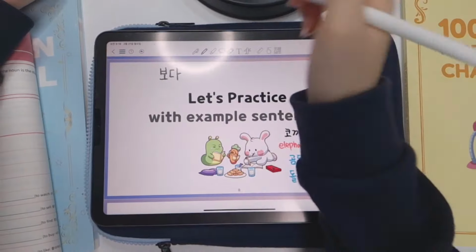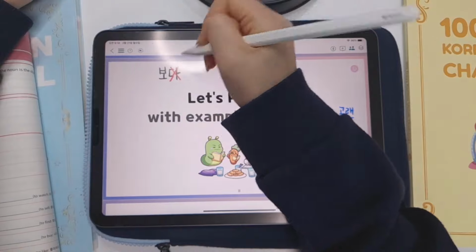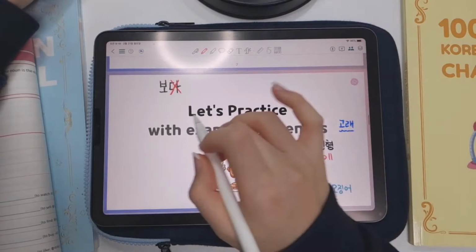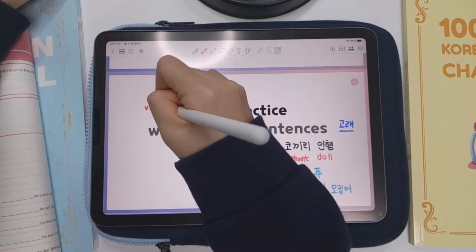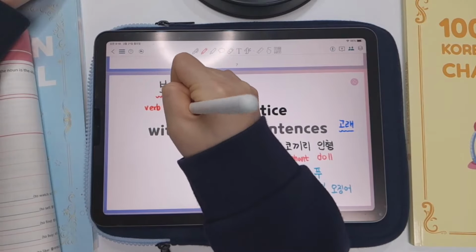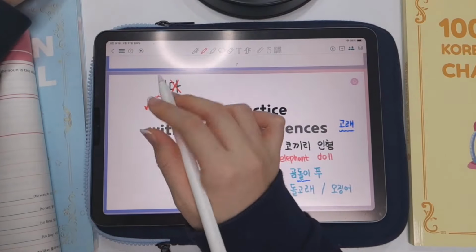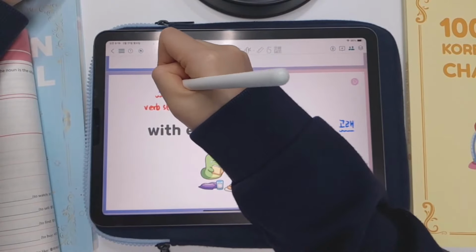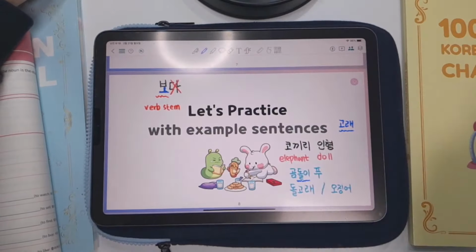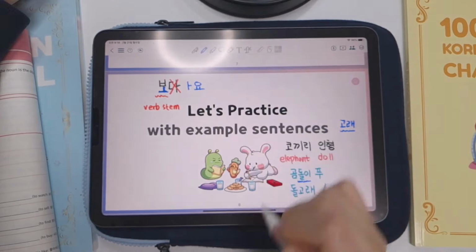And to make a present tense, we have to remove 다. Right? We have to remove 다 to make a present tense. Verb stem. So it can be a verb stem. Okay, and it doesn't have any final consonant, and it already has a vowel O. So in this case, we can add this one. 아요.